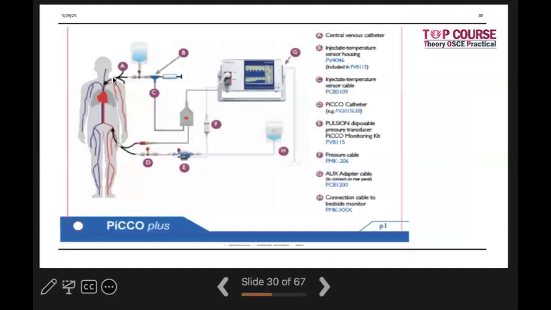Again, PICO plus: there is a central venous catheter attached with a thermistor where you inject the cold saline, and this is being detected at the femoral arterial catheter, which has the sensor where it goes to the monitor, and then it calibrates, and then continuous pulse contour analysis measures the continuous cardiac output. Okay.